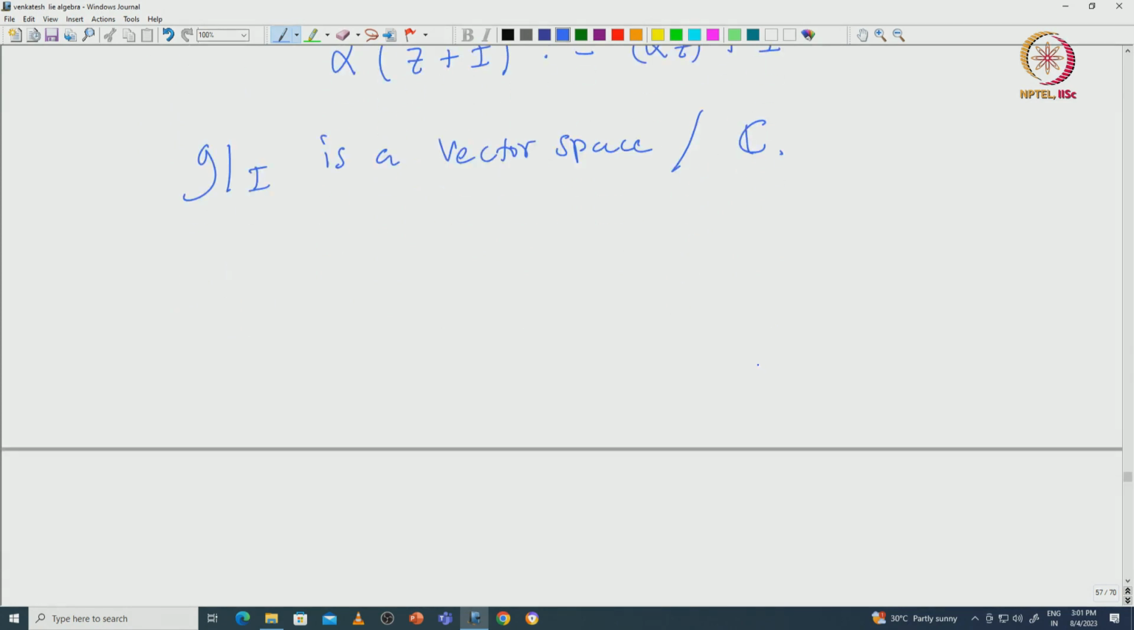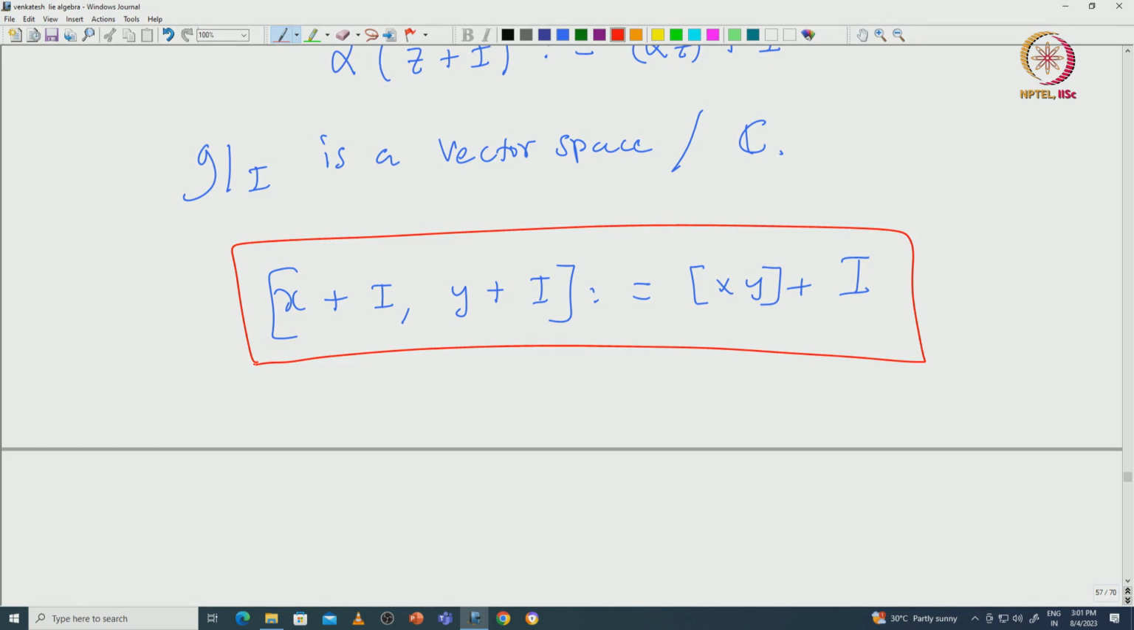Now, what we want to do is define a Lie product on G mod I. We already have a Lie product on G, so we will be using that Lie product. You take two elements and define their Lie product by using the Lie product that you already have in G and then taking the corresponding coset. This is the natural definition that one expects, so you just use that to define this.